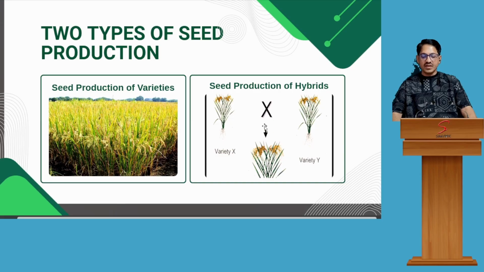But in case of hybrid seed production, two lines are required here. One will serve as a female parent, and another will serve as a male parent. By making a cross in between these two, we are able to produce the hybrid seed.